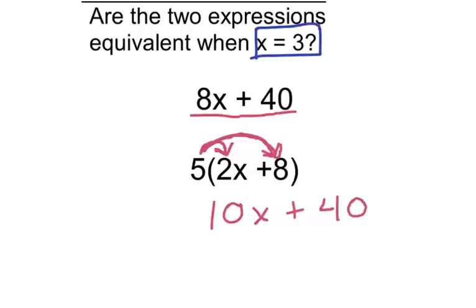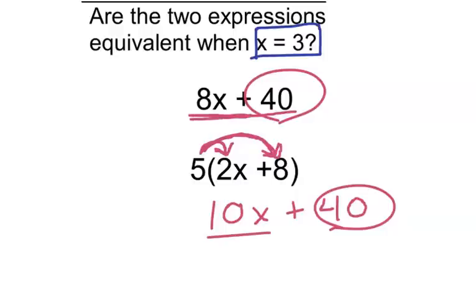Okay, so the 40s are the same, and then whatever the 3 is, we put that in for x. Okay, that's going to be 2 different numbers. 8 times 3 is 24. 10 times 3, excuse me, is 30. And they're both going to be added to the same number, which is 40. So are the two expressions equivalent when x equals 3? The answer would be no.